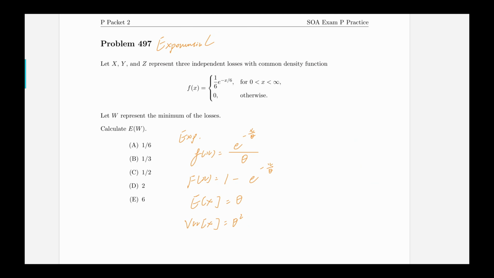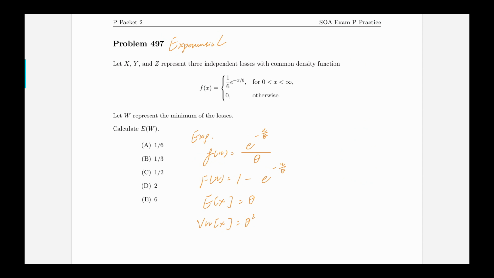But we're not going to do them here, but you are welcome to do this on your own. So in this case, we see that the density function is like this, indicating that theta equals 6, and that's the mean.